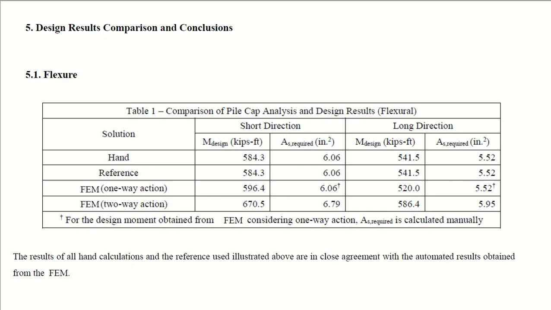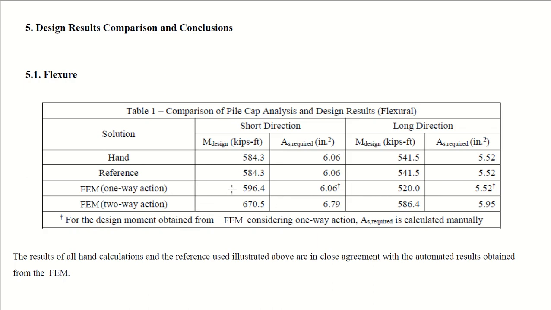Now, the same analysis and design was performed using finite element software, and the results are summarized here and compared for you to visualize it and to check the adequacy of the current results. It is the hand calculation used in this example. This is the reference from where I have taken this example, and these are results from the finite element method in one way action and two-way action.